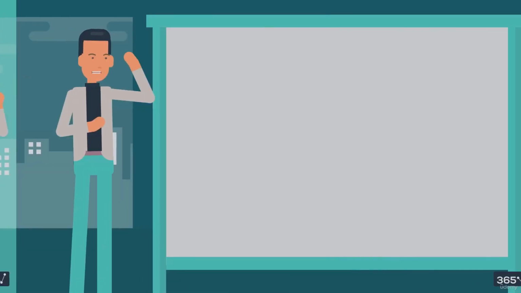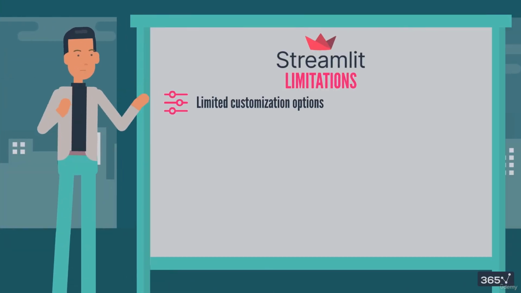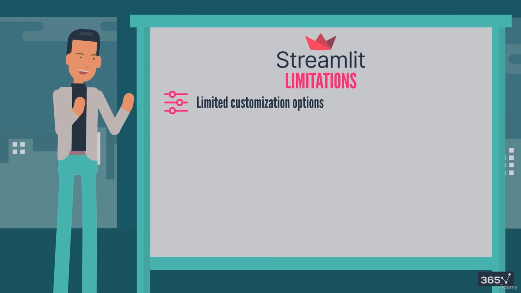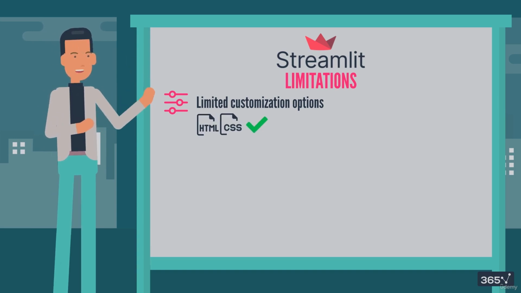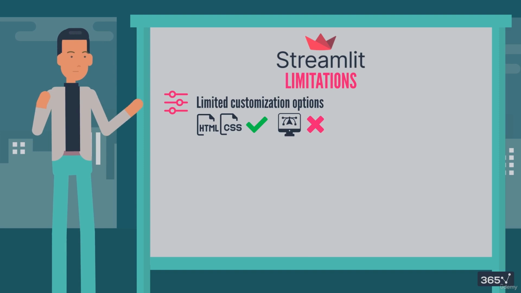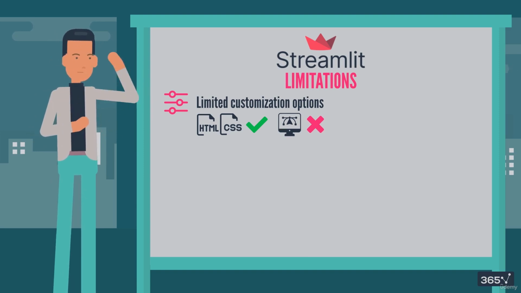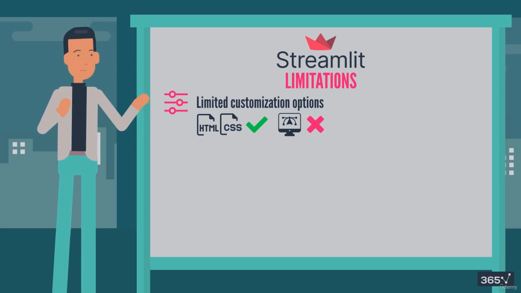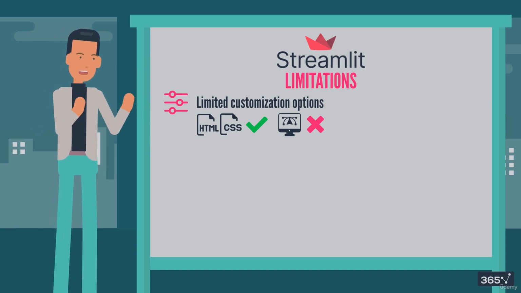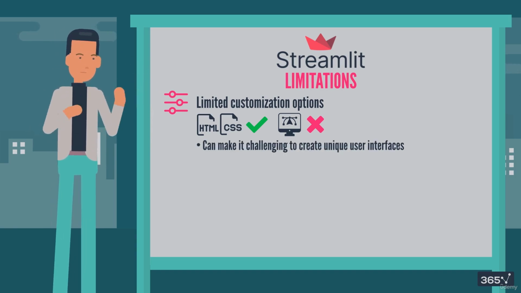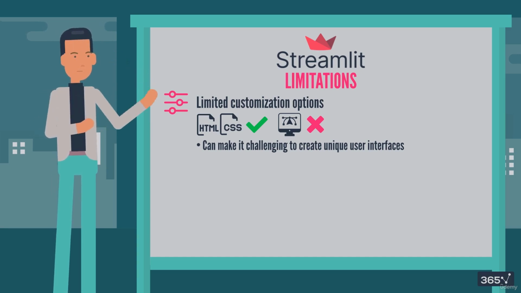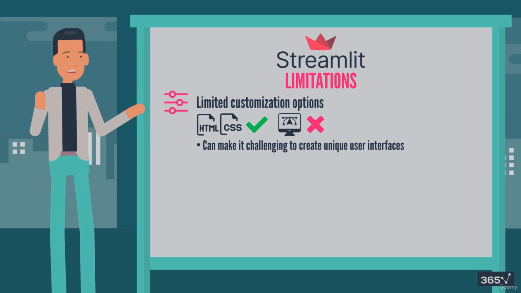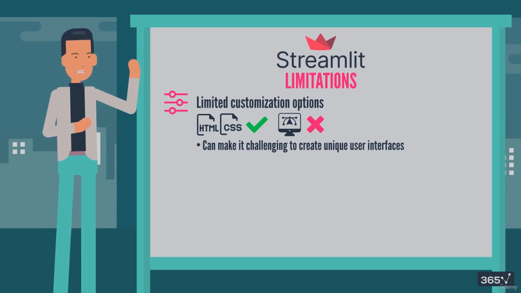A limitation of Streamlit is its limited customization options, which are restricted compared to traditional web development frameworks. For instance, while you can use HTML and CSS to enhance your app, you have limited control over layout and design. Streamlit's built-in components, like buttons and sliders, come with predefined styles that are not easily altered. This can make it challenging to create unique user interfaces or more sophisticated web applications that require advanced styling or functionality beyond what Streamlit's components offer.